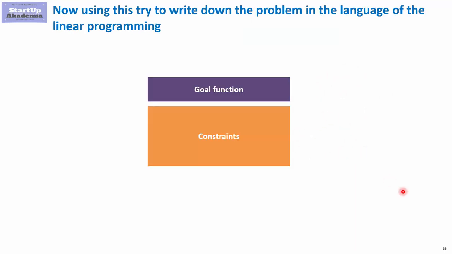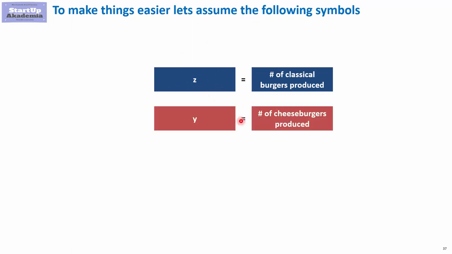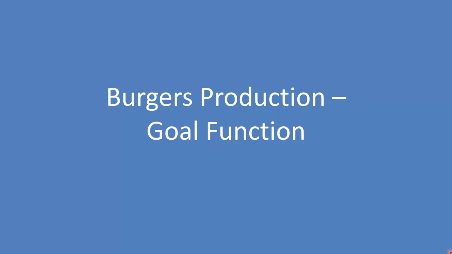Now, using this information, in the next lecture we'll first try to describe a goal function, and later on we'll define the constraints, and finally we will solve this problem, described in the language of linear programming, in Excel. Before we move on to describing the function, one more thing: we're going to use the following notation. To describe the number of classical burgers, we're going to use the letter Z for the variable, and in the case of the cheeseburger, we're going to use the letter Y. So in the next lecture, we're going to define the goal function and later on the constraints to this case study.